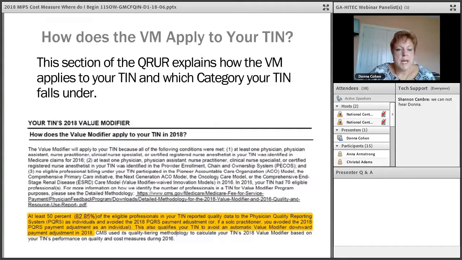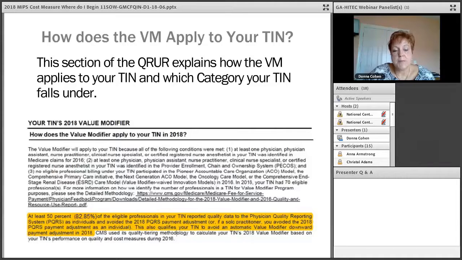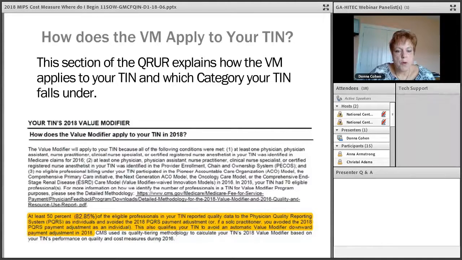So on this slide, you will see how the value modifier applies to your TIN. In this particular one, you see in the highlighted area, at least 50% of the eligible clinicians under this TIN reported PQRS data and avoided the 2018 PQRS payment adjustment. So the quality data was there for them to extrapolate in doing the analysis for the QRUR report.